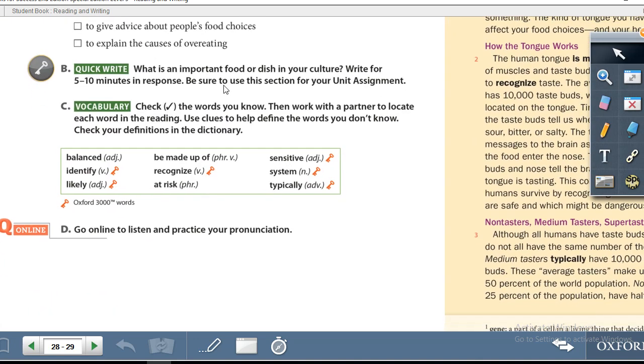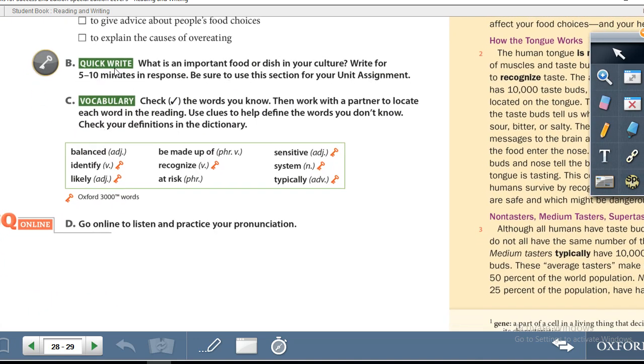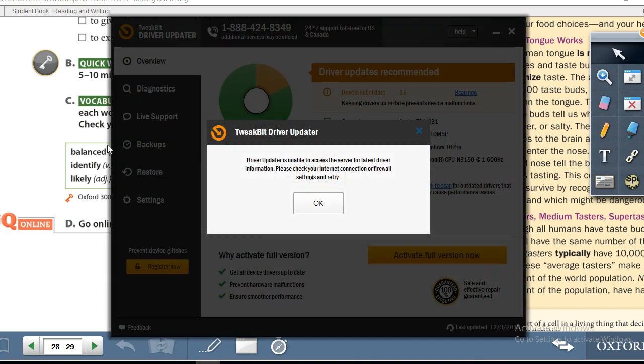Exercise B, quick write. What is an important food or dish in your culture? Write for 5 to 10 minutes in response. Be sure to use this section for your unit assignment.